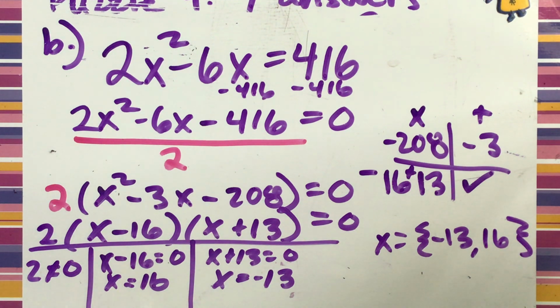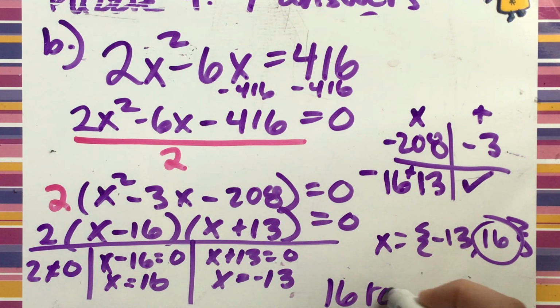Okay. And so remember, the question is asking, how many rows are there? So you're solving for x. You're finding the solution of x that is positive. Can you have negative 13 rows? You can't. So the positive solution is 16. That means there are 16 rows.